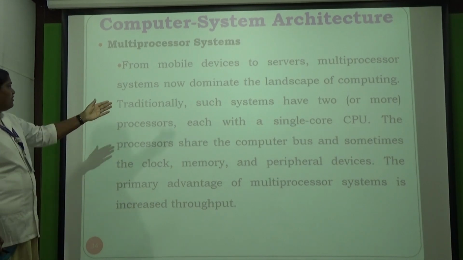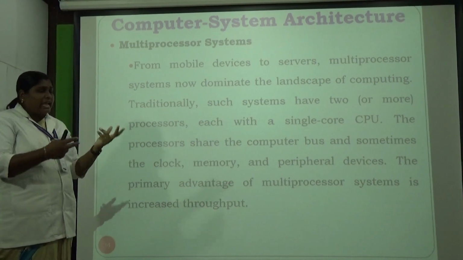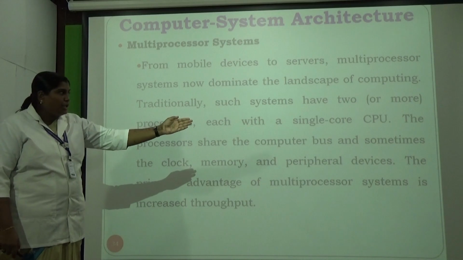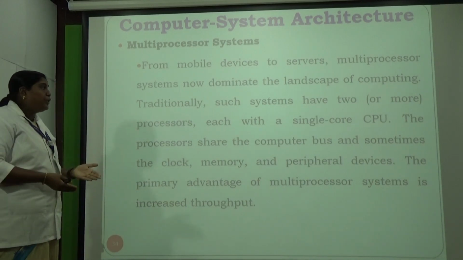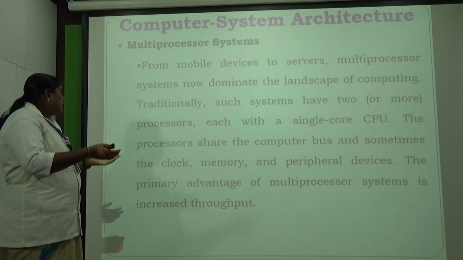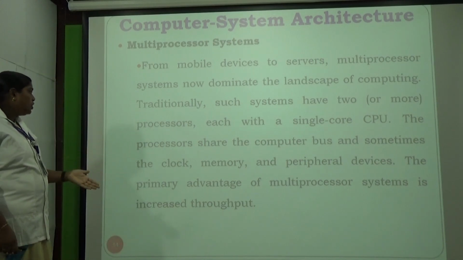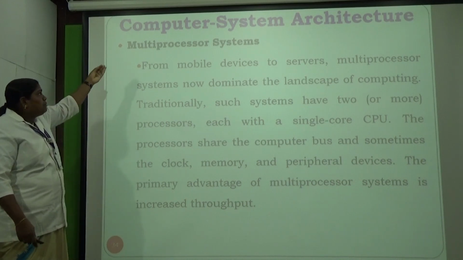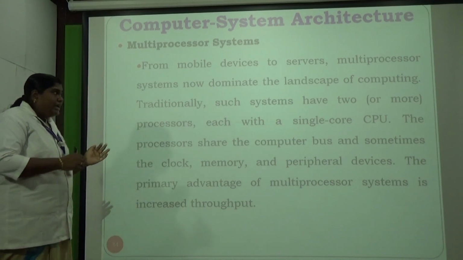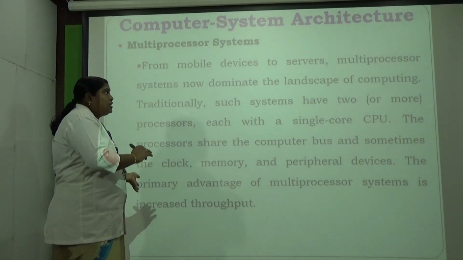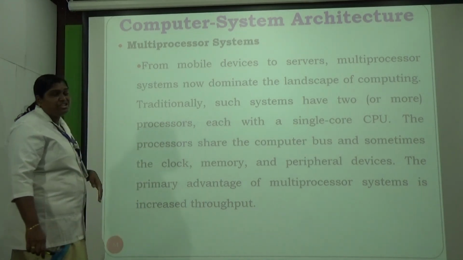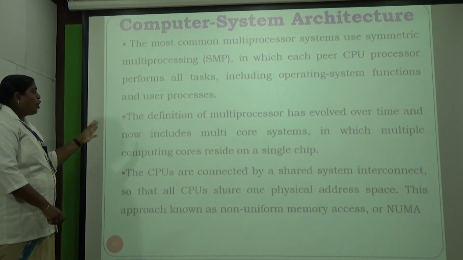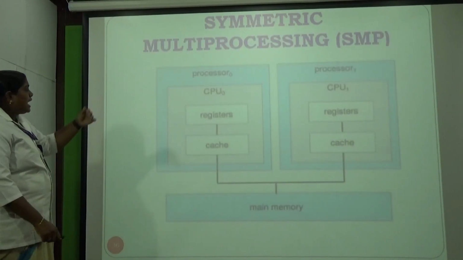So next one is the multi-processor system. As we have discussed, we can combine two different processors with a common memory unit. The processors share the computer bus, and sometimes the clock, memory, and peripheral components as well. It's one of the primary advantages of the multi-processor system, right? Because we go from a single processor to multi-processors mainly for efficient throughput. So this is the common multi-core system. We will see the diagram for it.